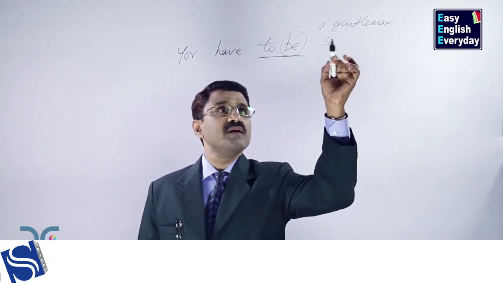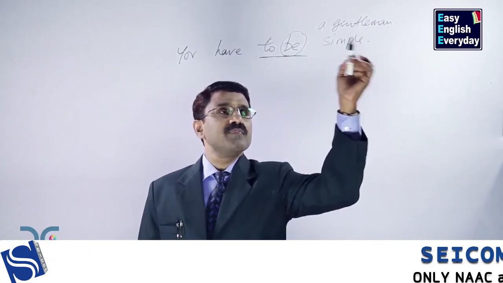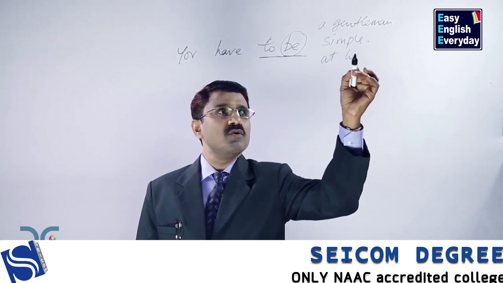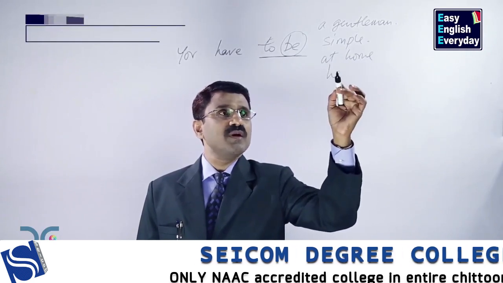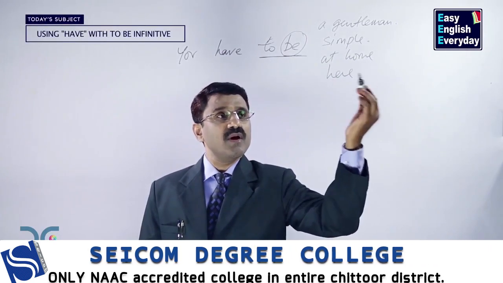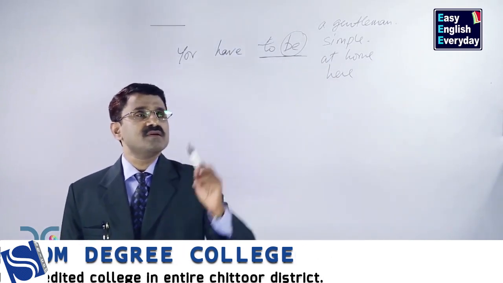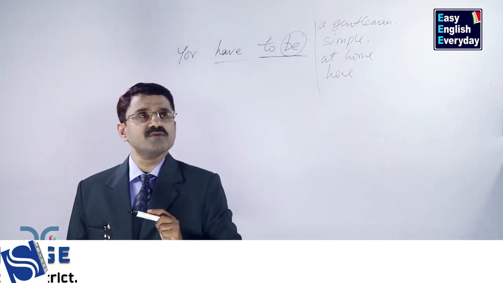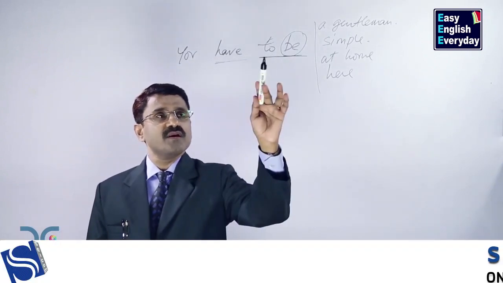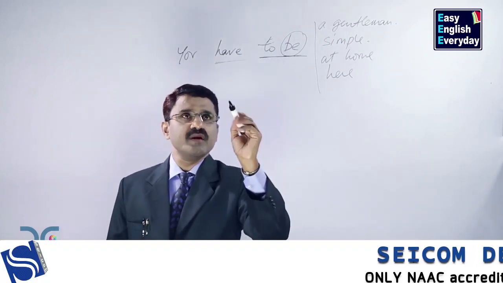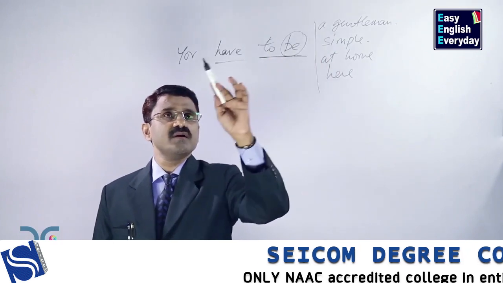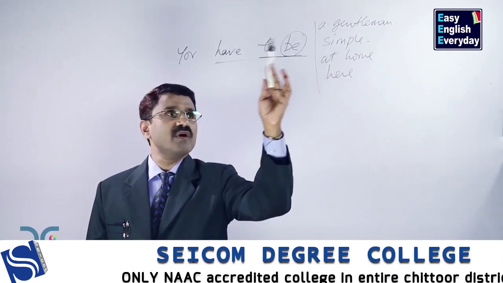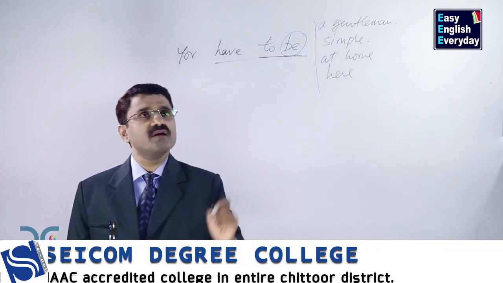You have to be simple. You have to be at home. You have to be here. You have to be with us. So this is another use of have. So you can use to plus base or to be. You have to be a gentleman. You have to be simple. You have to be at home. You have to be here.